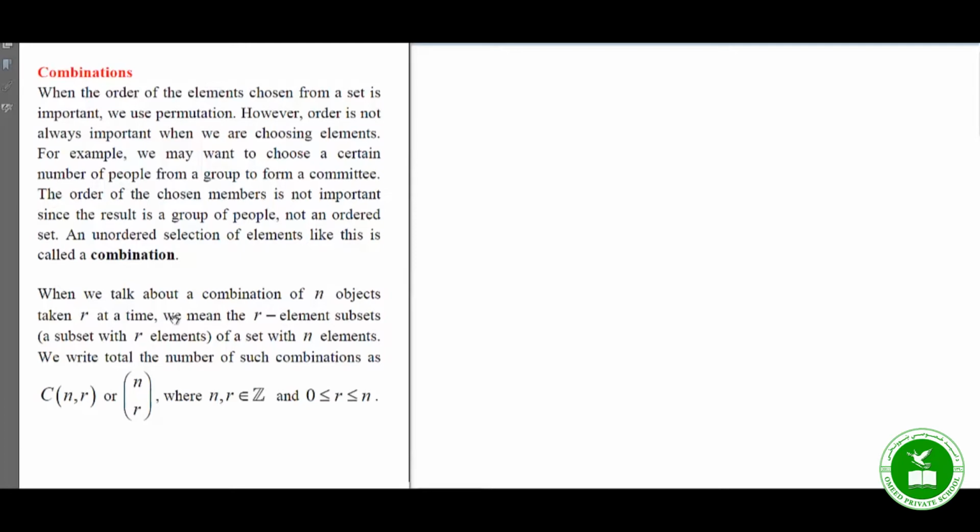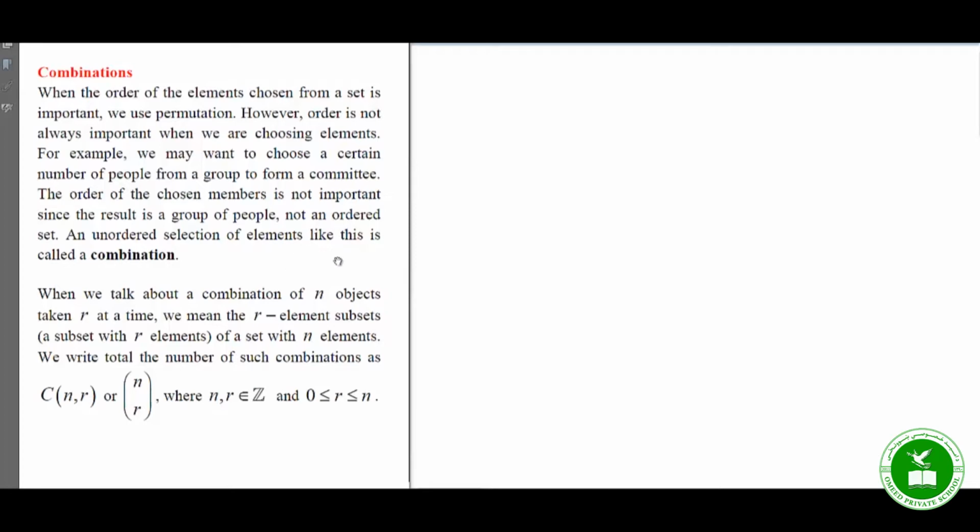Or we can say that combination is an unordered selection of elements from a set. It can be all of them, or it can be some of the elements from the set. For example, if we want to choose a certain number of people from a group to form a committee, or if we want to make a football team from the students of the school. So in here the order is not important. In here the elements are important.